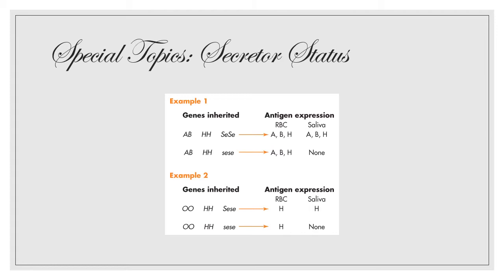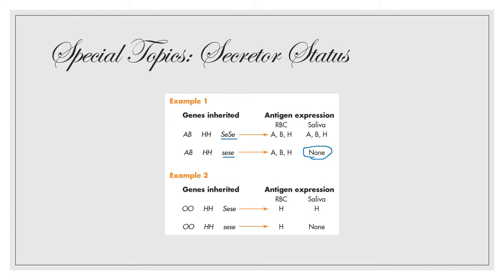Okay, so here's an example of your secretor. If you have a person who inherits the AB and they inherit the H, the antigens that are going to be expressed on the red blood cells are A and B and H, because the H allows for the expression of A and B. And in the saliva, you're going to be able to see the A, B, and H because this person is a secretor. If the person is A and B with H and they are a non-secretor, you're going to have the same expression on red blood cells, A, B, and H, but you're not going to see anything in the saliva because they are a non-secretor.